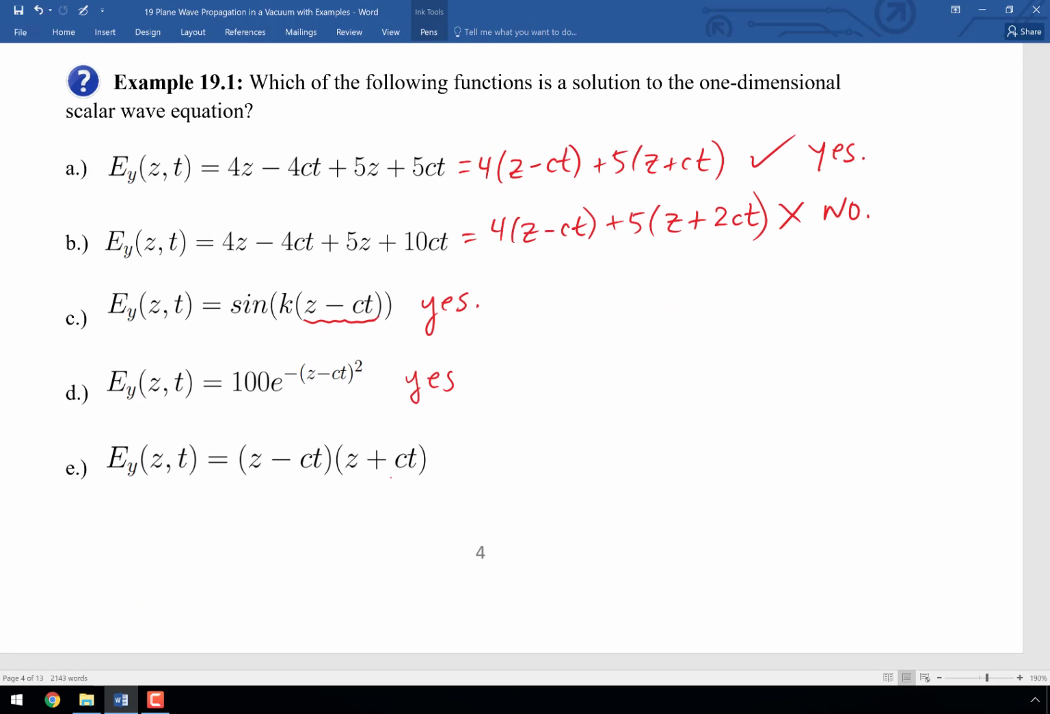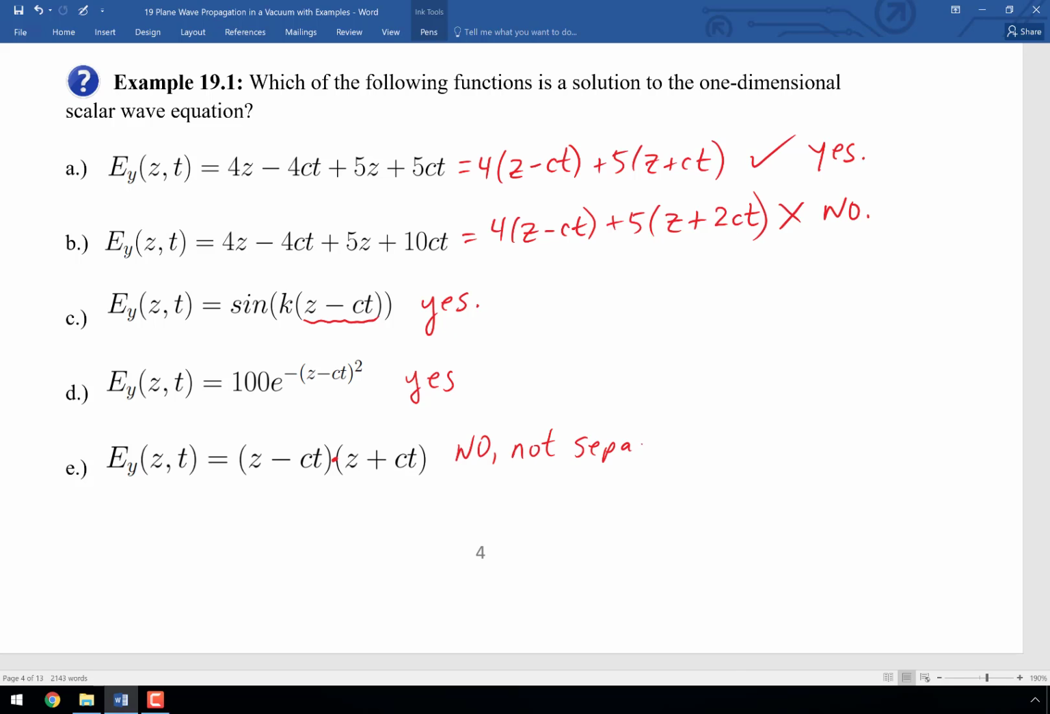Now this last term is interesting. I don't have a sum of z minus ct and z plus ct. I have the product of those two. And because it's a product, I can't separate them out. It's a combination of a rightward moving wave and a leftward moving wave, but it's not a superposition. And so therefore, no, they can't be separated.